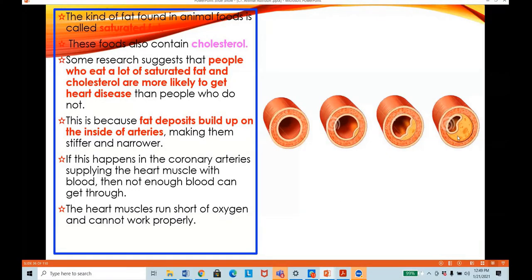The kind of fat found in animal foods is known as saturated fat, and this fat should be avoided after a certain age. Okay, because the foods which contain saturated fat contain a lot of cholesterol. And some research suggests that people who eat a lot of saturated fat and cholesterol are more likely to get heart disease than people who do not. Okay, so if you're a vegetarian, that's the best thing.